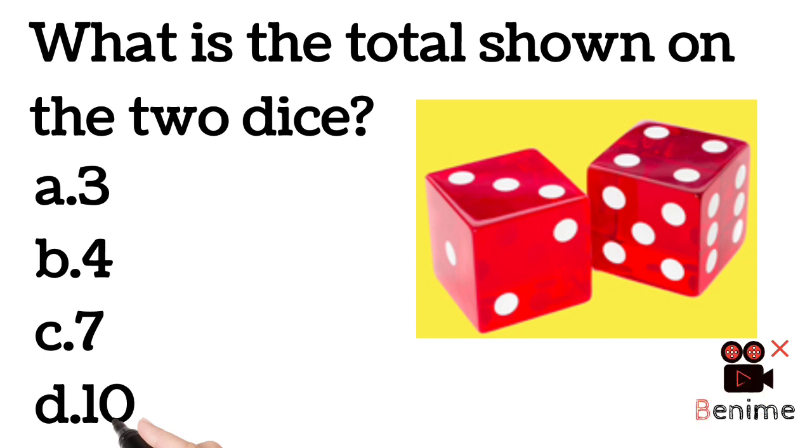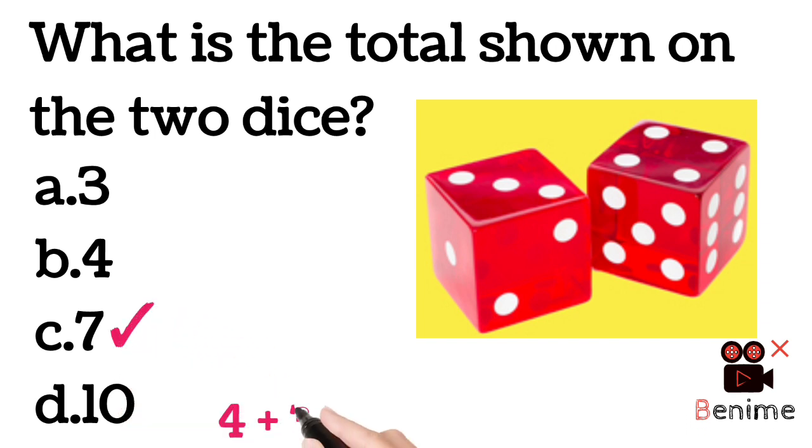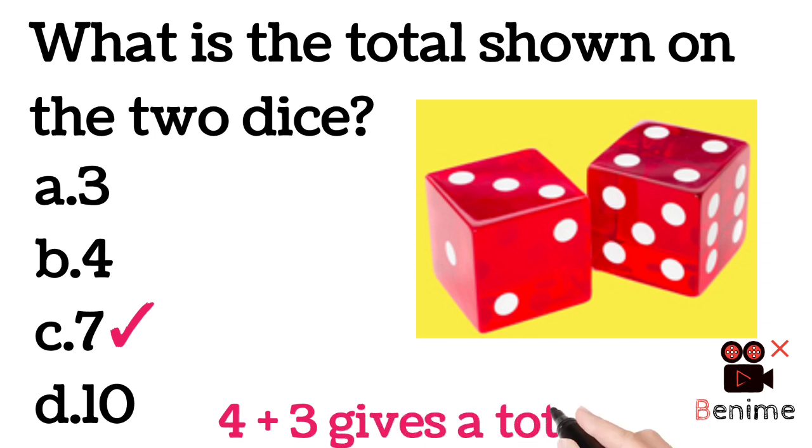Total karenge jaldi. Yes, 7 is the correct answer. 4 plus 3 gives a total of 7.